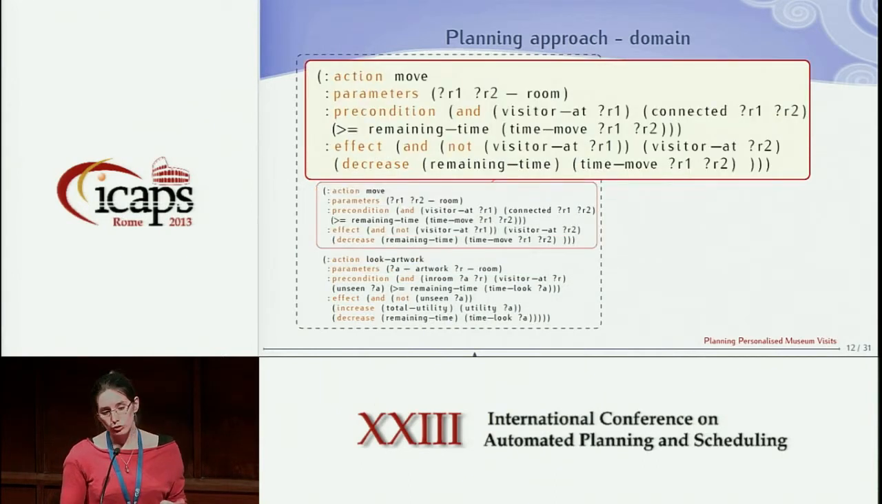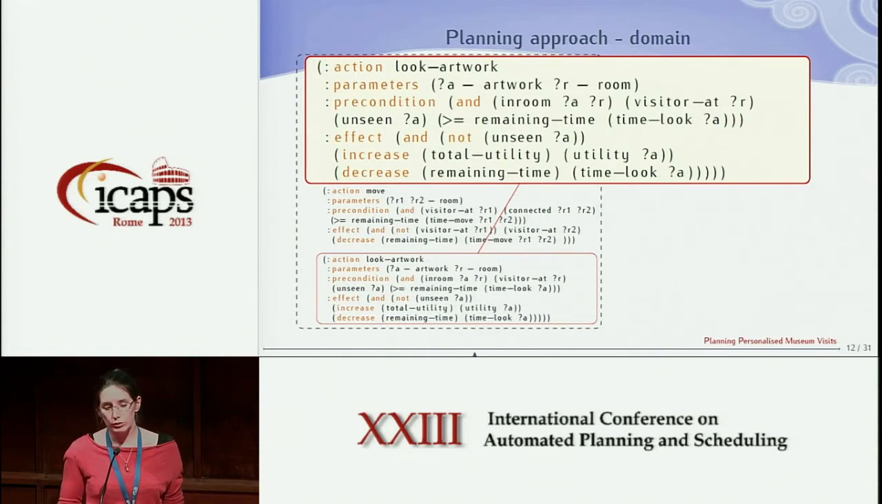We have two basic actions. The first one is move. Move allows the visitor to move from one room to another. The precondition is that the visitor must be in the first room, that the two rooms are connected, and that there is still time to do this action, so there is still time to move from this first room to the other one. The effect is that the visitor is no longer in the first room but in the second, and the remaining time is decreased.